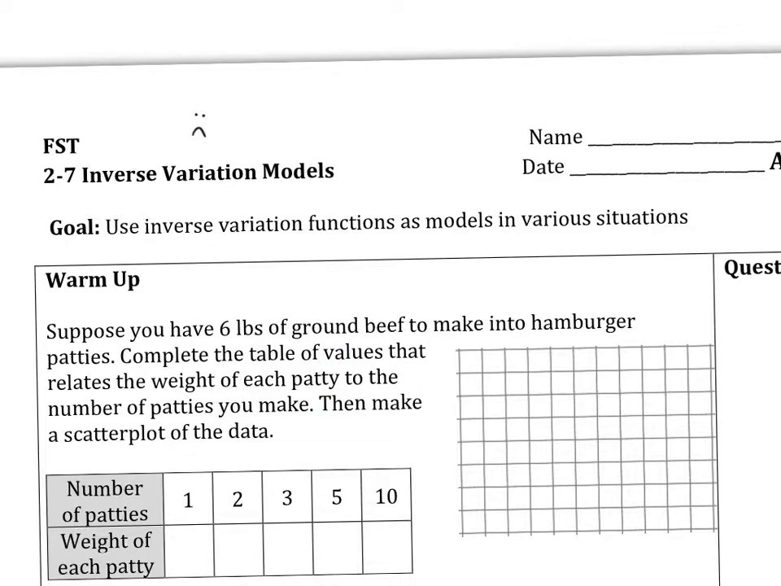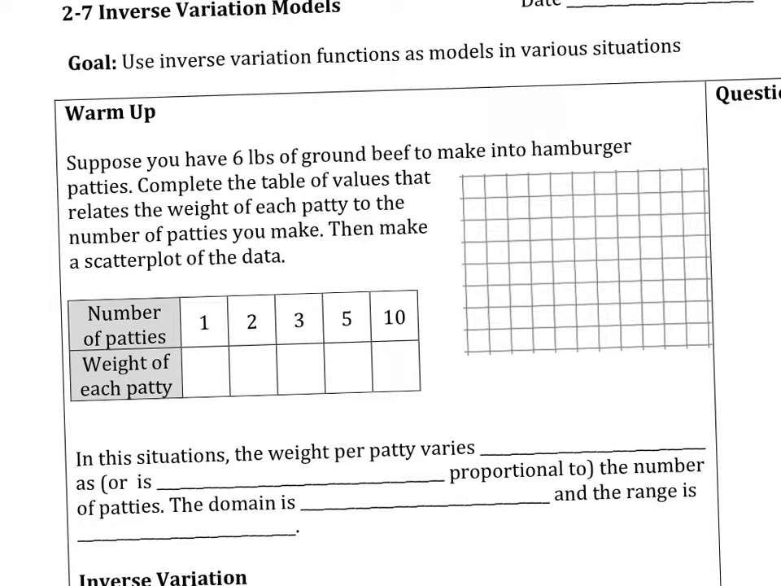So in this warm-up situation, we have 6 pounds of ground beef. We're going to make it into hamburger patties. So we're going to complete the table of values that relate the weight of each patty to the number of patties you make, then make the scatter plot of data.